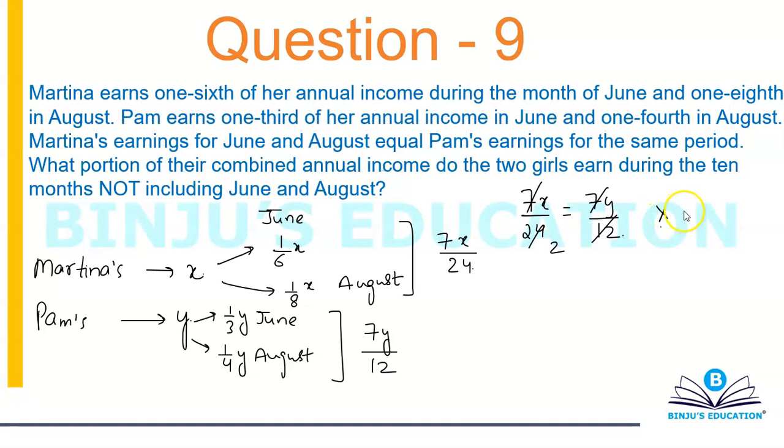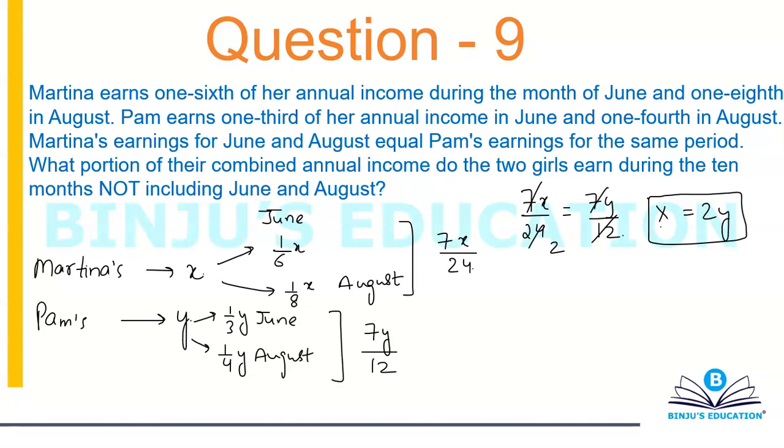So from here I'll get x is equal to twice of y. What portion of their combined annual income do the two girls earn during the 10 months, not including June and August? Alright. So if I calculate, let's calculate individually first.